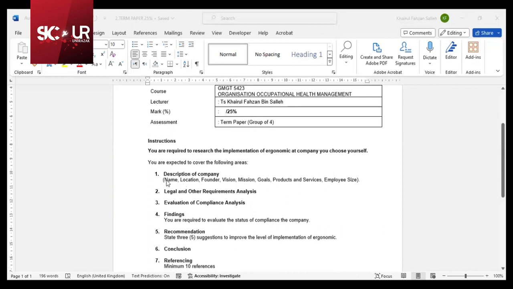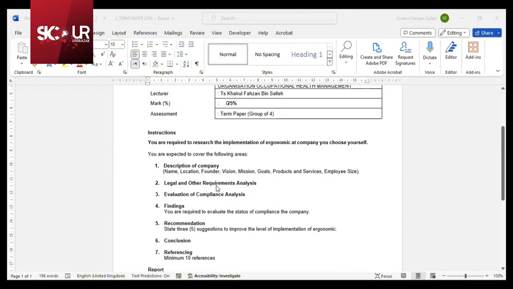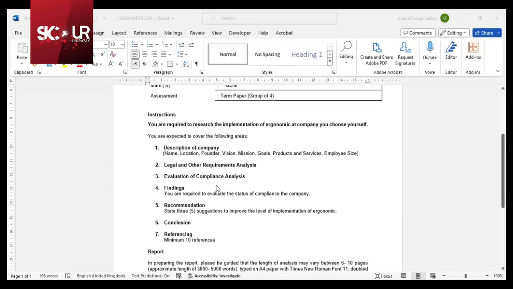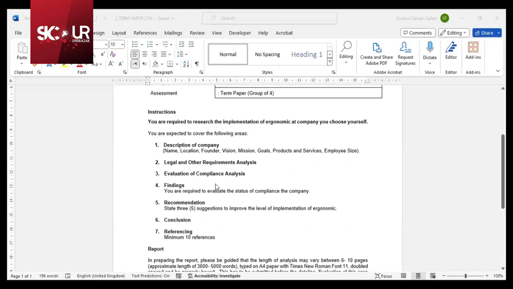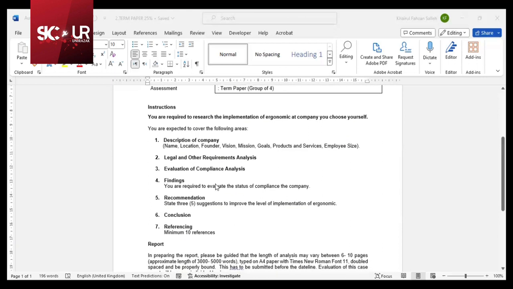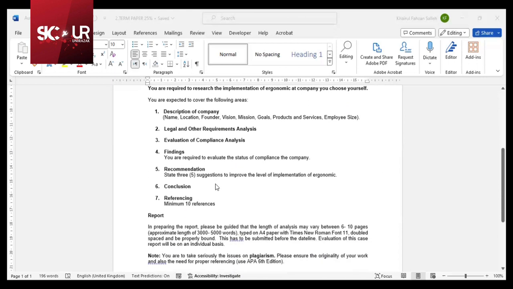So apa yang perlu ada, nama company, kat mana, dia punya background, lepas tu apa yang berkaitan dengan ergonomic, evaluation of compliance analysis, apa yang awak dapat. Tak kisahlah. The thing is untuk assignment ni tak semestinya the true data. Awak boleh assume pun tak ada masalah. Cumanya bila saya baca nanti, saya nak bagi markah berkaitan dengan ada recommendation, ada masalah yang awak jumpa, awak dah buat error ke, awak dah buat whatever lah. Okay. Clear kot? Clear ke?